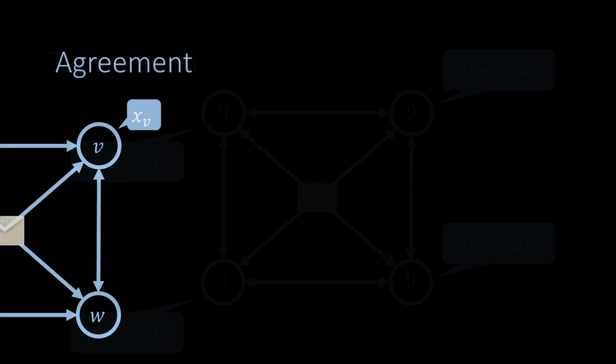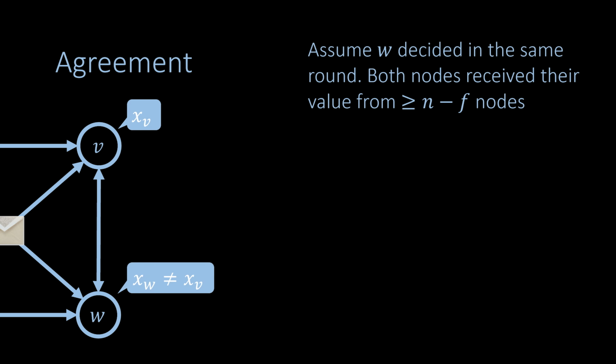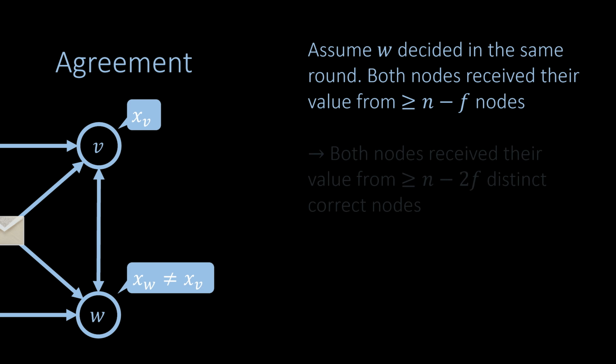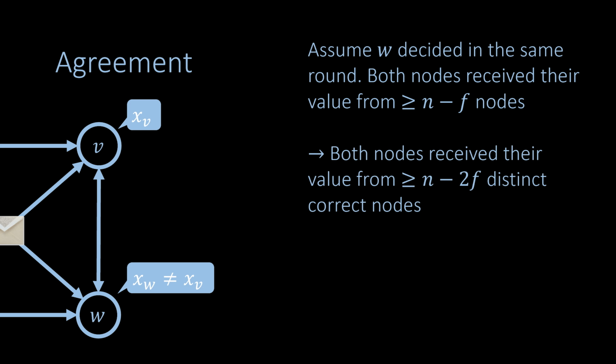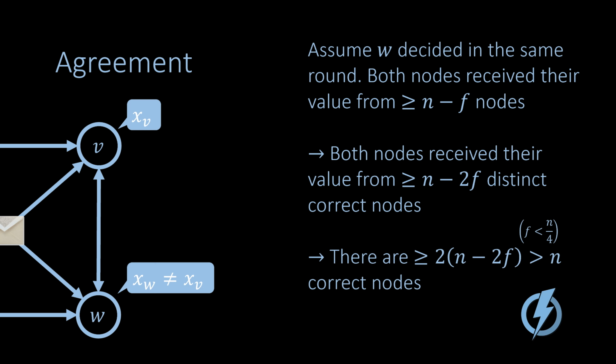Let's consider the agreement property first. Assume that node V decided on value xv, and, for the sake of contradiction, there is a node W that decided on a different value. Let's first assume that W decided on its value in the same round. Since both nodes must have received their values at least n-f times, each node must have received its value from at least n-2f correct nodes. However, assuming that f is less than a quarter of n, this implies that there must be more than n correct nodes, a contradiction.